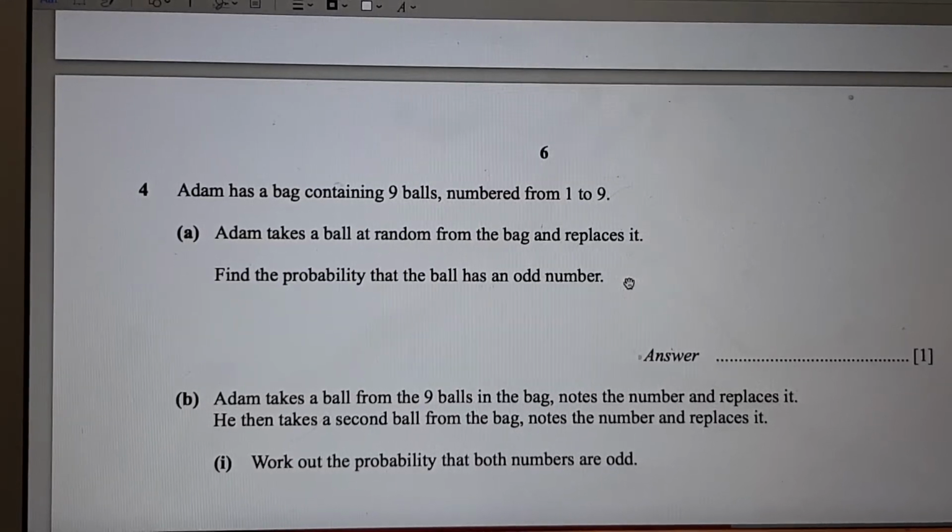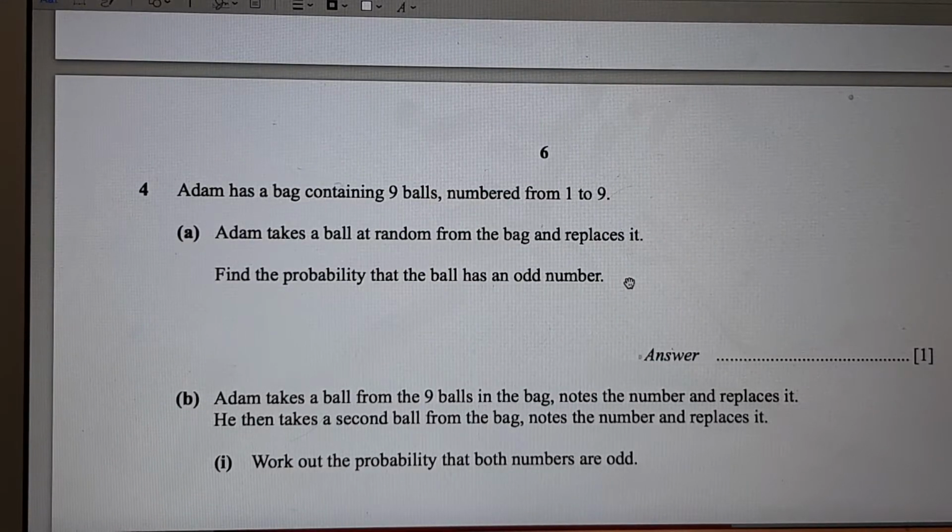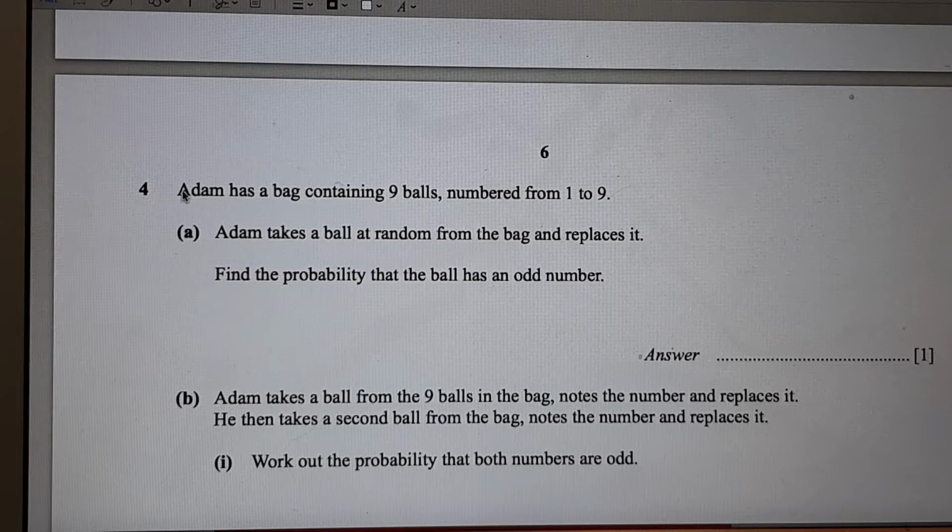In this video we are going to continue our solution for paper October November 2017 P221 and question number 3. After question number 3 we have done, and we are going to start question number 4.